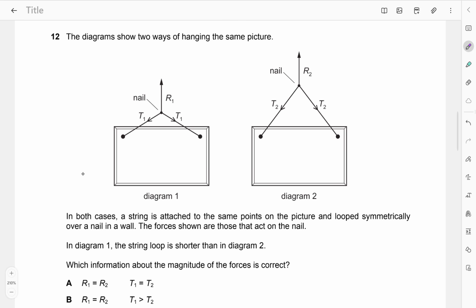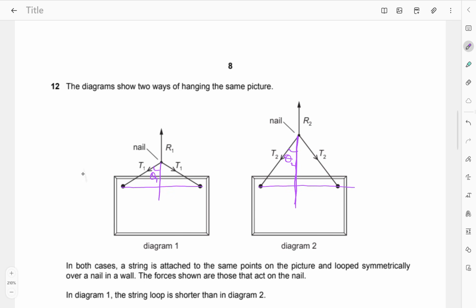So let's check. Of course, R1 and R2 must be equal. For equilibrium, these are equal. But if they are equal, then T1 and T2 cannot be equal because the strings are not of the same length. Therefore, let me call this angle theta 1, and this angle here theta 2. You notice that theta 1 is greater than theta 2.